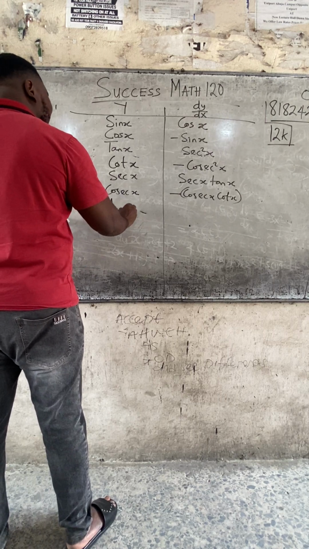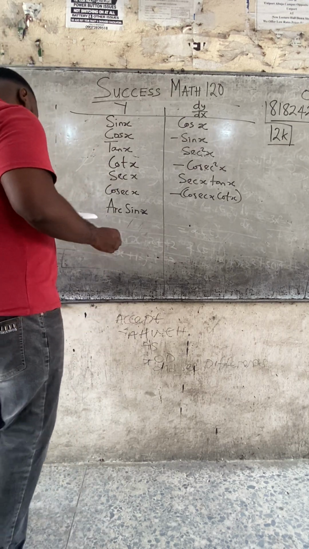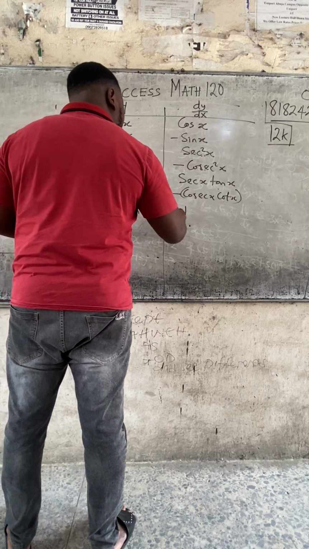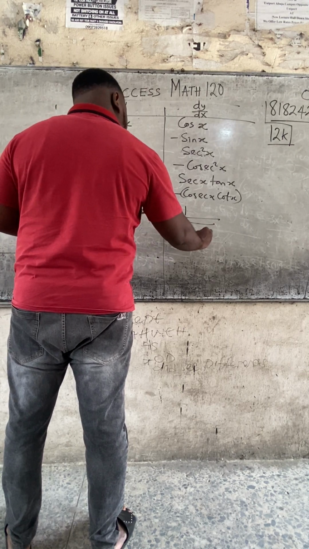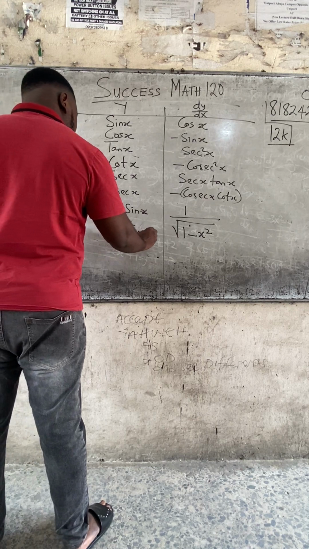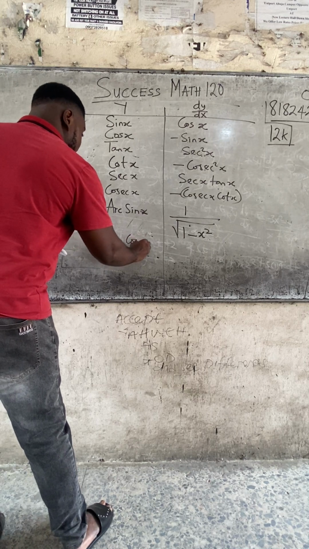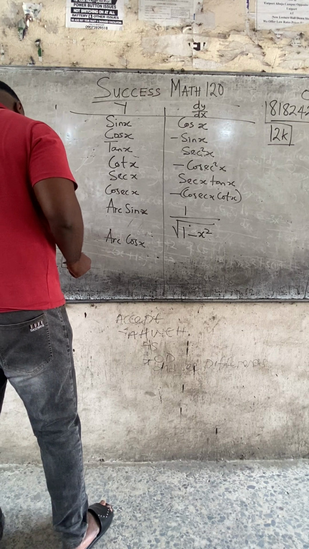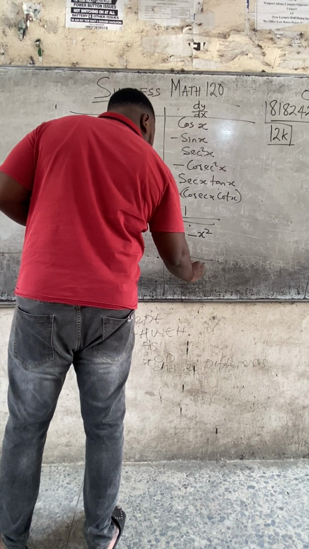Arc sine x means inverse of sine x. When you differentiate the inverse of sine x, you're going to have 1 all over the square root of 1 minus x squared. Arc cos x, that's cos inverse of x, gives minus 1 all over the square root of 1 minus x squared.